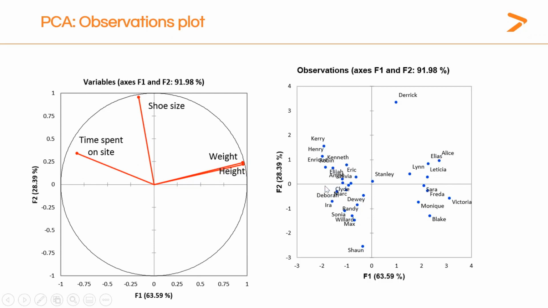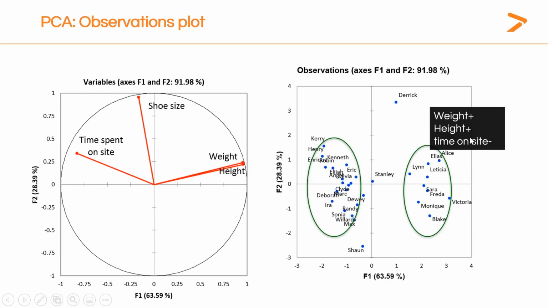In the observations chart, we'll be able to characterize the observations. We also have F1 as a horizontal axis and F2 as a vertical axis. This is what we had chosen earlier. If we first look at the first dimension, F1, and check the coordinates of the observations on this dimension, the observations with high coordinates, on the right, have high scores of weight and height, and low scores of time spent on the website.